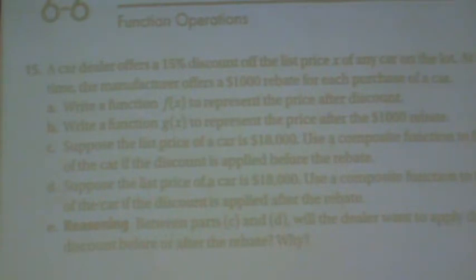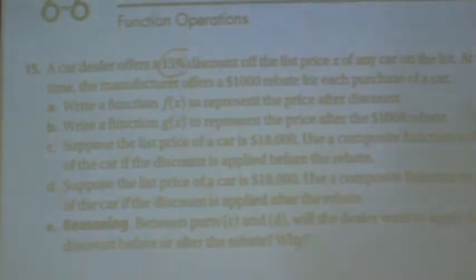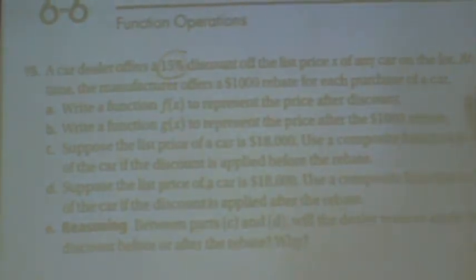For number 15, it says a car dealer offers a 15% discount off the list price X of any car in the lot. At the same time, the manufacturer offers a $1,000 rebate. Write a function to represent the price after the discount. So if they're giving you a 15% discount, you would be paying 85% of the cost. So that's what that would be.